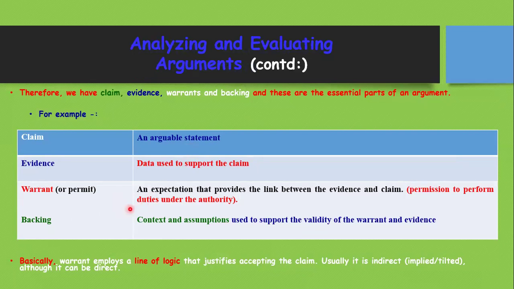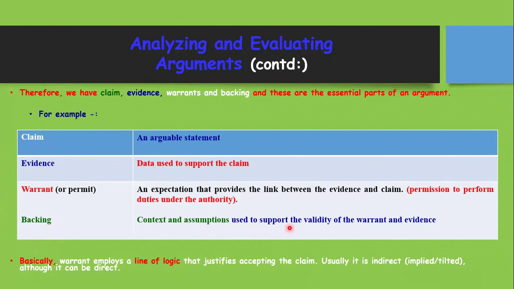So, the warrant is an expectation that provides a link between evidence and claim. Permission to perform duties under authority means you need to provide some source that warrants that data. Like I am providing that the rate of inflation was given by the IMF. That is basically the warrant, because that is the authority that provides the rate of inflation. I can also use an authority such as the State Bank of Pakistan or any central bank of your country to warrant your claim.